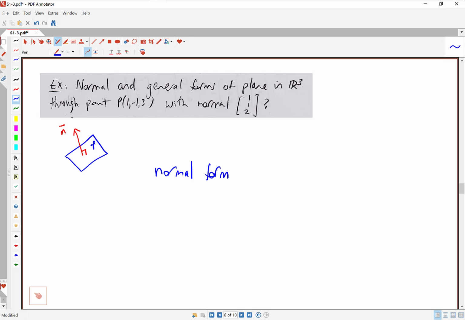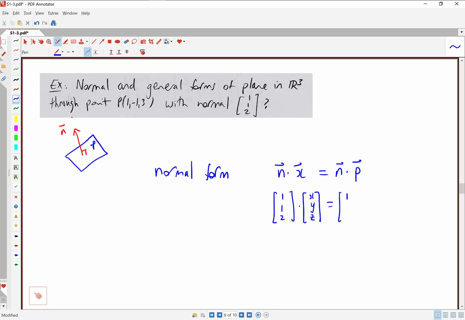So normal form is going to look familiar. It's the same as the normal form for a line. We just go n.x equals n.p, and we'll fill in the details. So our normal vector is (1, 1, 2). That's getting dotted with vector x. Vector x just is a vector of variables. For in 3D, it's vector (x, y, z).